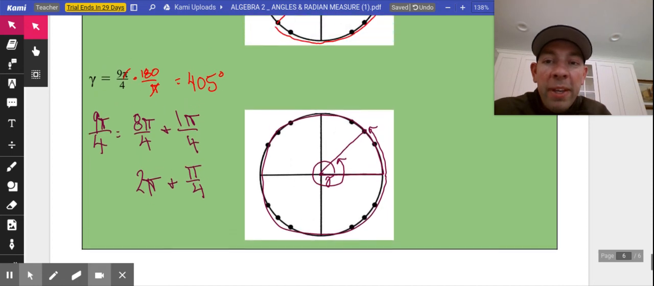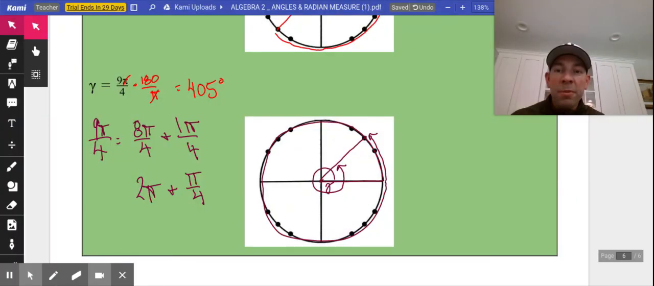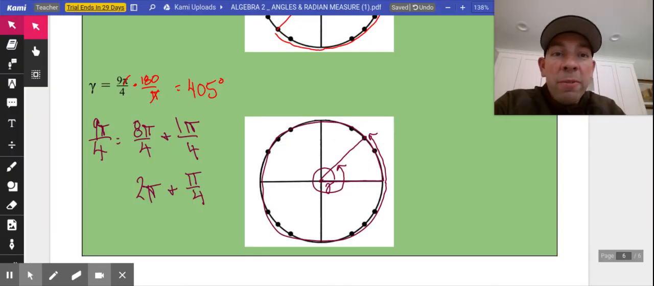So anyway, hopefully we feel pretty good about converting these angles from degrees to radians and vice versa, and just being able to visualize them and draw really nice pictures of them.